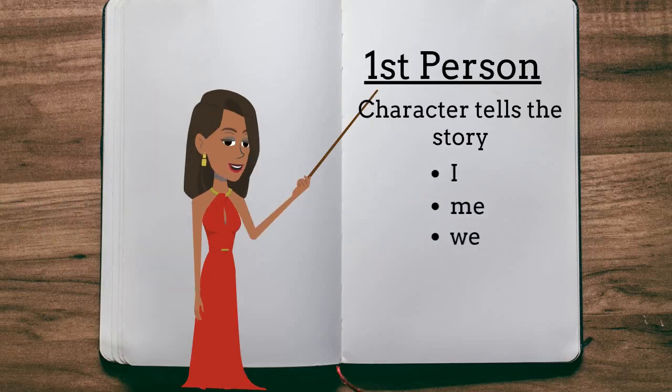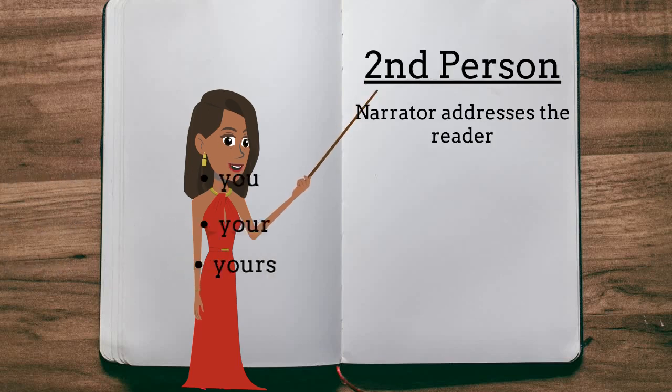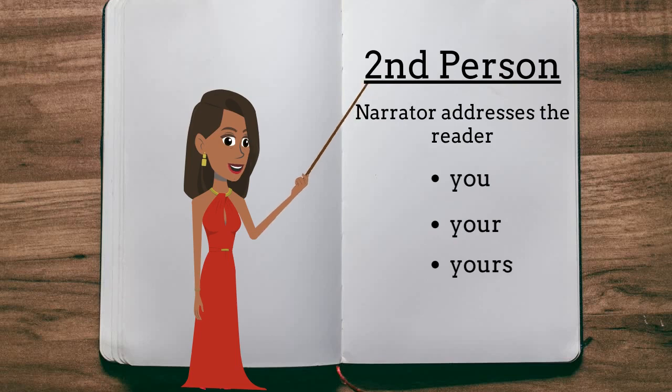When a character is the person telling the story, it is being told in first-person point of view. Some keywords to look for are I, me, and we. When a narrator addresses the reader, the story is being told in second-person point of view. Some keywords to look for are you, your, and yours.